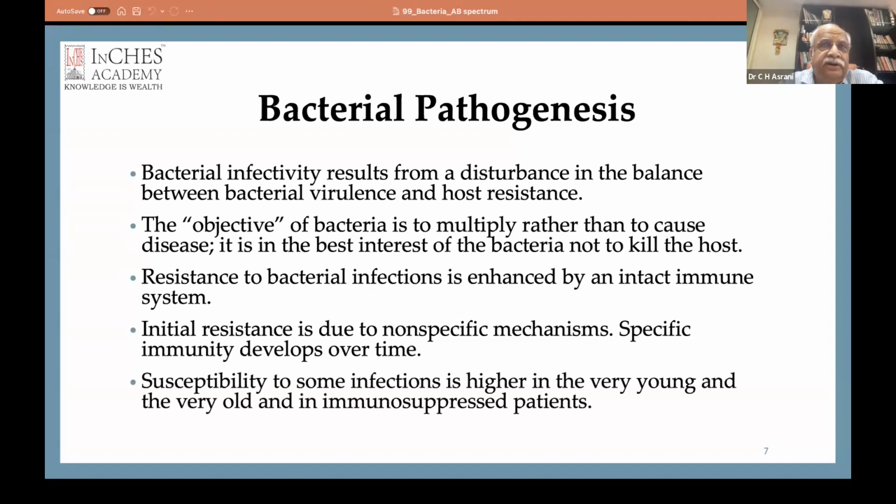Susceptibility to some infection is higher in the very young and very elderly and in immunocompromised patients, because immunity in a newborn or a child takes a few years to fully develop. And we know that the elderly have age-related immunity depletion.